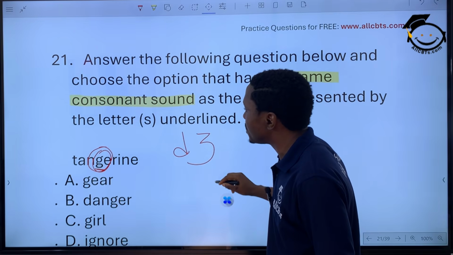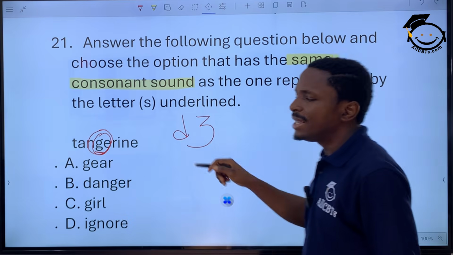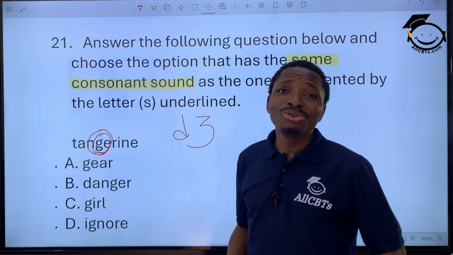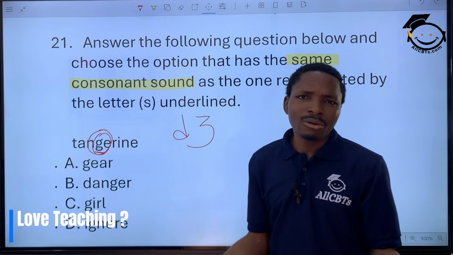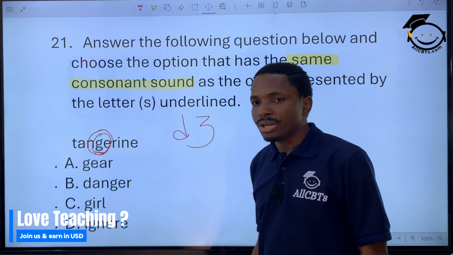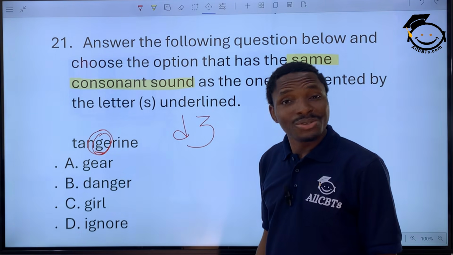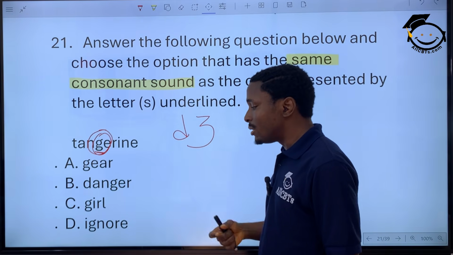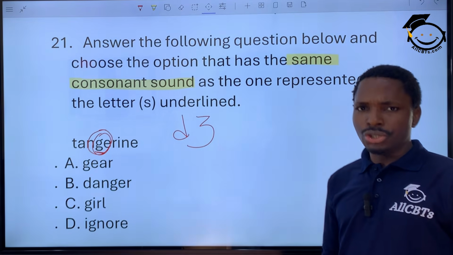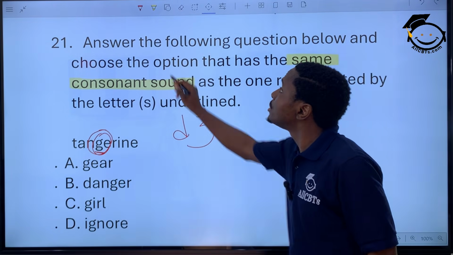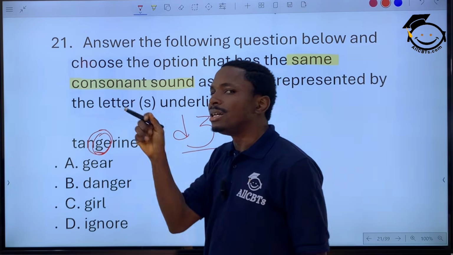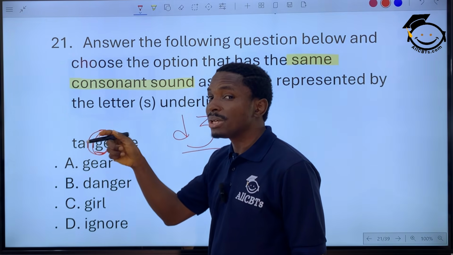You can see that. Yes. So you have gear. Some of you will call this jia. When you call it jia, you've messed up the sound, the consonant sound there. Now you have danger. You have girl. Do you see the correct pronunciation? You have girl. You have ignore. Now which of that has the j sound? Gear starts with g. All we can pick there, the consonant sound there, is g.